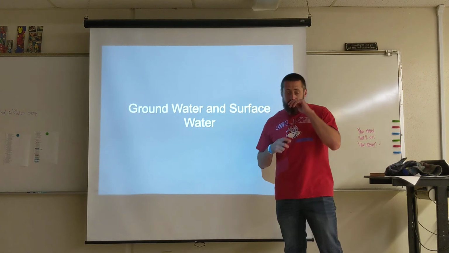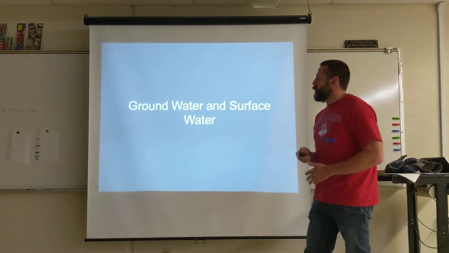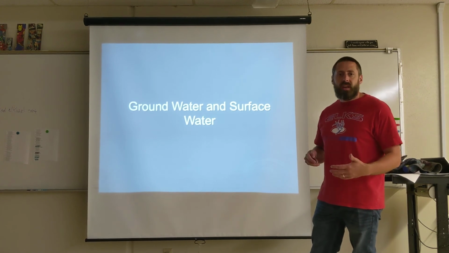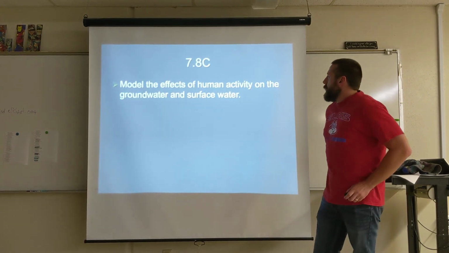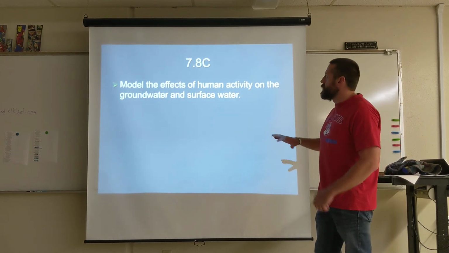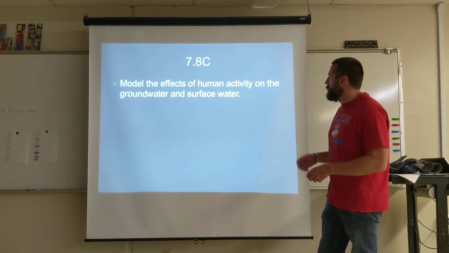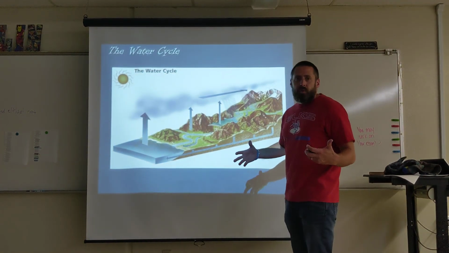Alright, in this video we're going to talk about the Earth's groundwater, surface water, as well as human activity and the effects that we can have on the water sources. Basically, this one's going to be covering 7.8C, which is model the effects of human activity on groundwater and surface water. So, part of this starts with the water cycle.